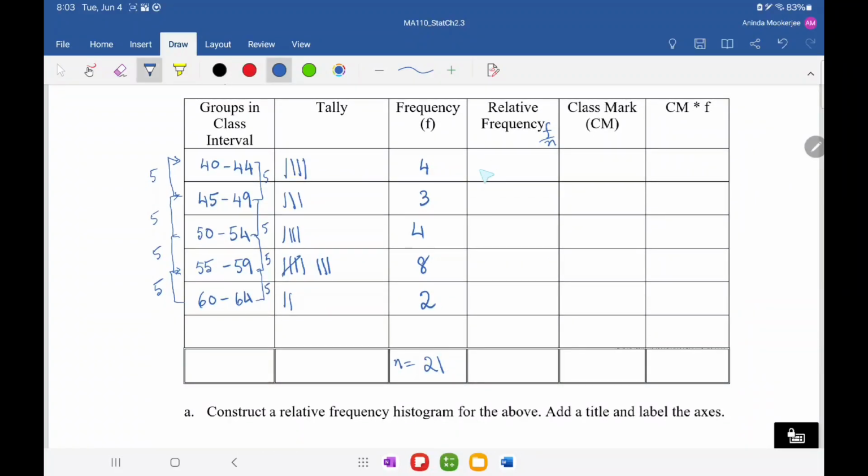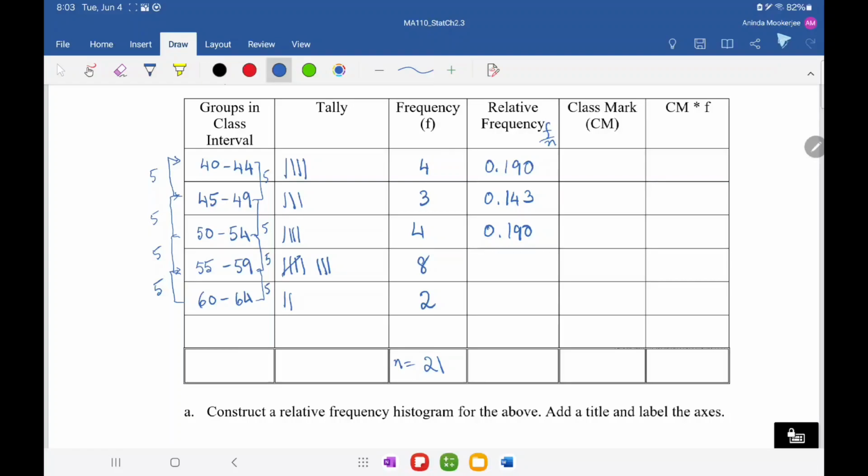Now you have to find the relative frequencies. So 4 divided by 21, F over N. N is 21. The denominator stays the same for all the calculations, only f will change. So 4 divided by 21 is 0.190. 3 divided by 21 is 0.143. Then 4 divided by 21 again is 0.190.